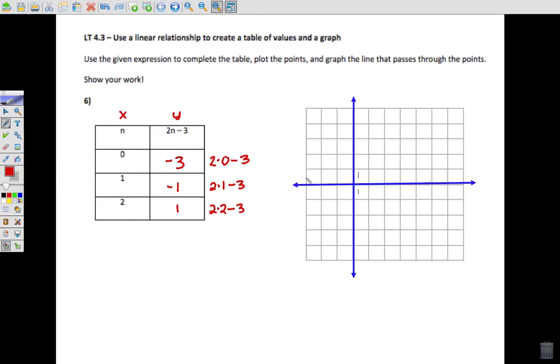Now, I need to get up to positive 1 on my y-axis and down to negative 3. That's a little bit thinner than I want. My x-axis, I just need to get over to positive 2. Now again, where these intersect is the point 0, 0. So I move a square to 1, move another square to 2. So 0, negative 3 is down here. Positive 1 for x, negative 1 for y. And then positive 2 for x, positive 1 for y.